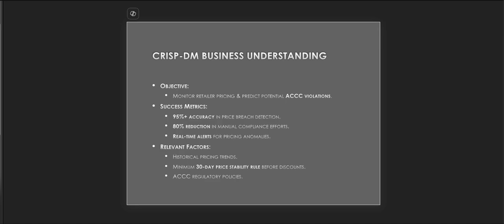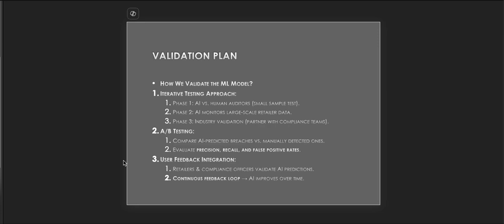Relevant factors: historical pricing trends, the minimum 30-day pricing stability rule before discount, ACCC regulatory policies. So this is very specific to one country. And historical pricing trends. I guess another really relevant factor would be current pricing and current discounts. That would be really important to review.